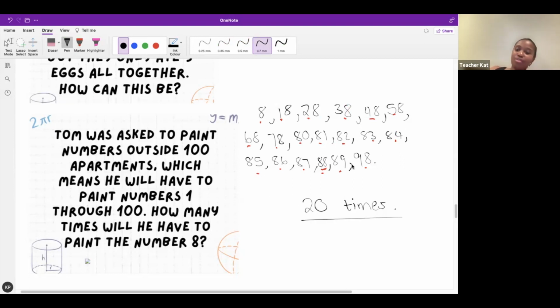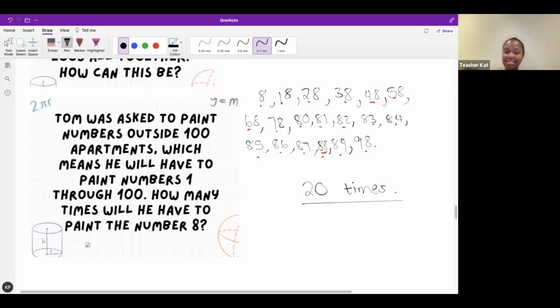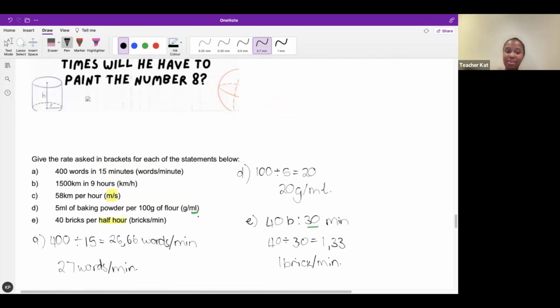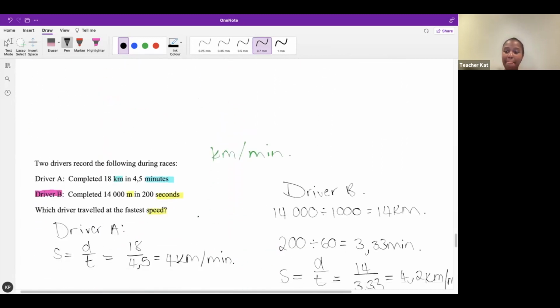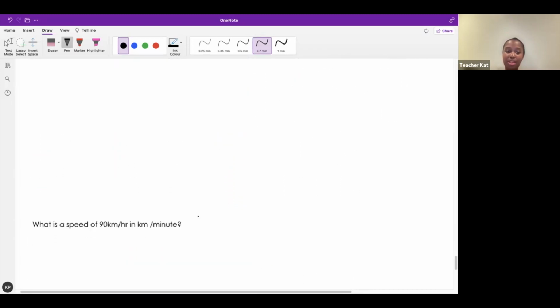Whee! I bet you all forgot about the 80s, right? You probably went 8, 18, 28, and then you skipped all the 80s and you're like 88, 98, done. I know, you had to think about those 80s, right? Okay, now that our brains have had a break, let's do a few more and then we can head off.